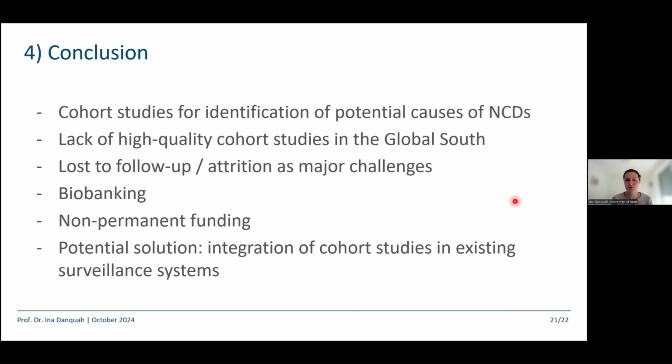And the potential solution for establishing and maintaining cohort studies is possibly to integrate them in existing surveillance systems, such as the HDSS systems, which I have just shown you a few slides before.